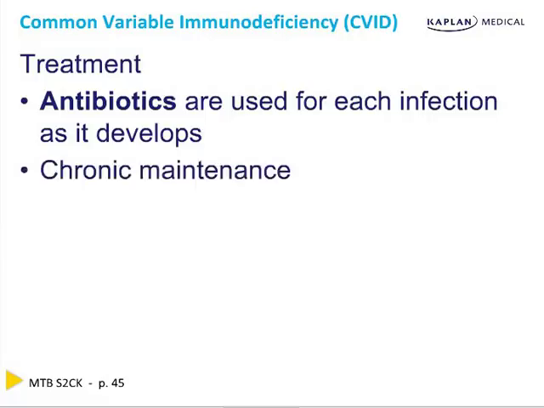The next arm is something considered chronic maintenance. The patients lack immunoglobulin, so what we do is we give them regular infusions of IVIG to maintain adequate blood levels. You see, this disease is one where you don't have enough immunoglobulin, so we're simply replacing it.